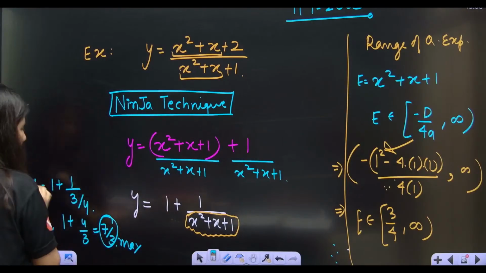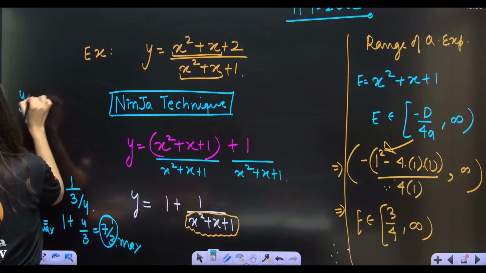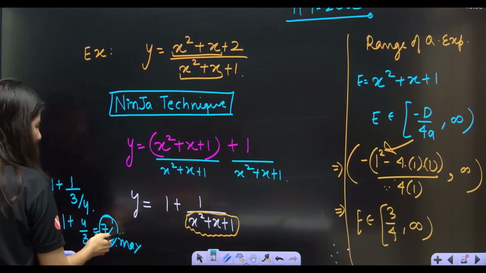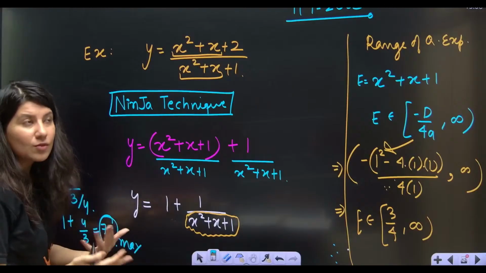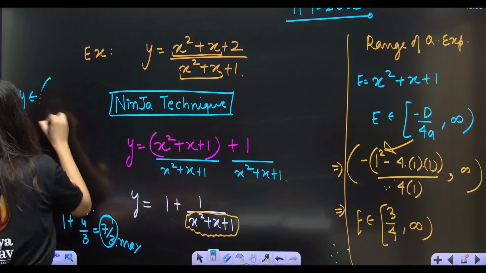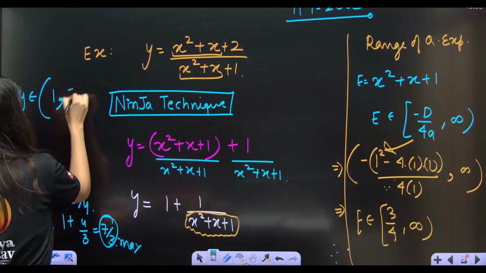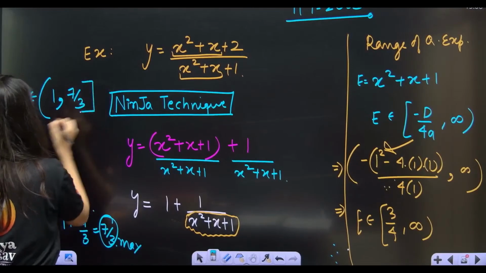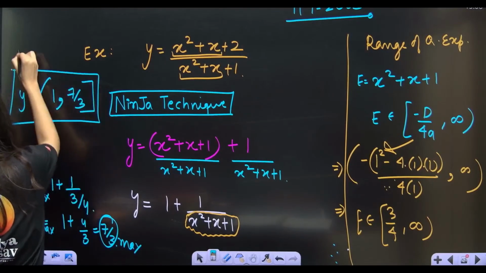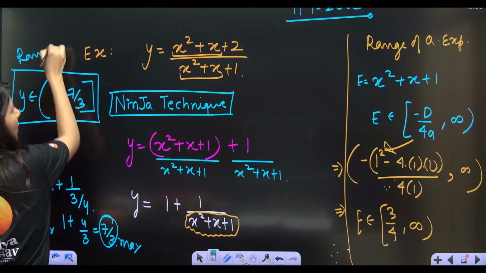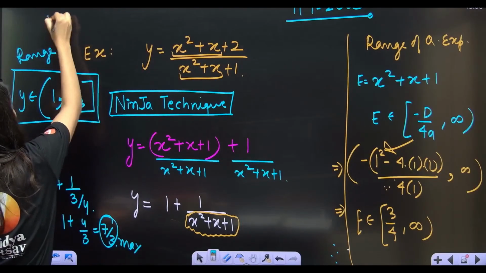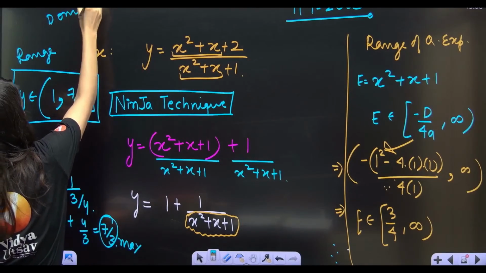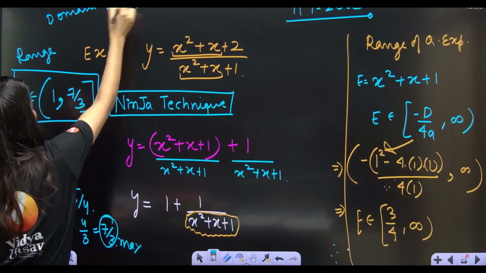So the range is y belongs to 1 open to 7 by 3 closed, where 7 by 3 is 2 point something. And the domain, you know, na? Because it is x square plus x plus 1, the domain is x belongs to all real. Have a look. Let me know.